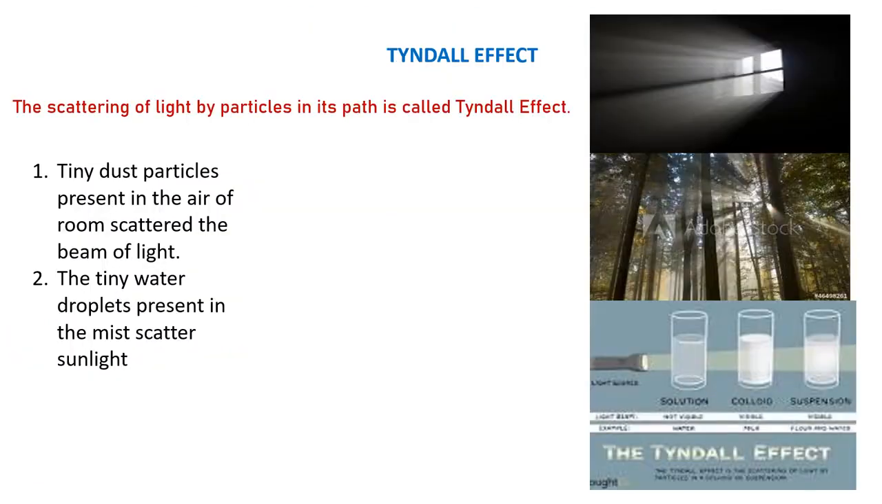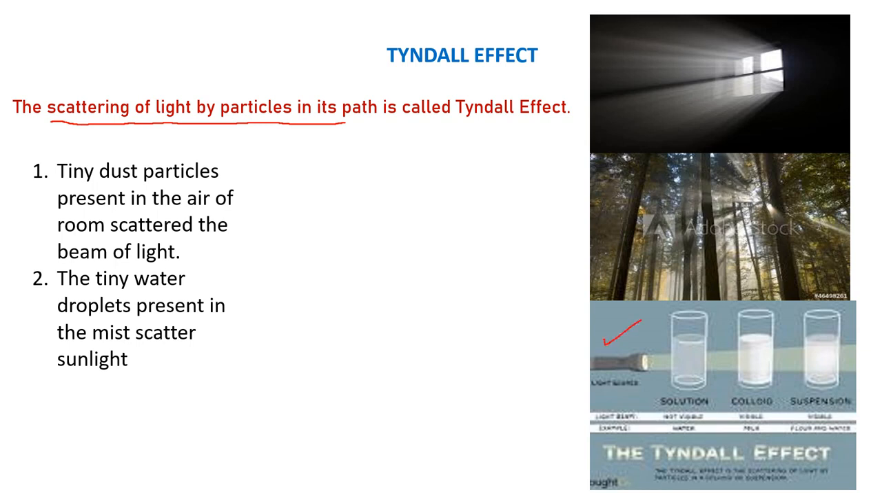Children, now let's do the scattering of light by particles in its path, which is nothing but the Tyndall effect. Before I explain why the sky looks blue in color during the daytime and why it looks yellow or reddish during sunset and sunrise, I want to explain something about scattering of light by particles in its path, right? So let's see this diagram first.